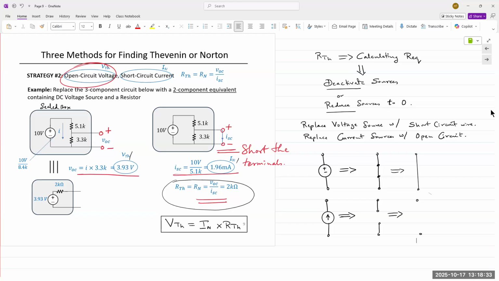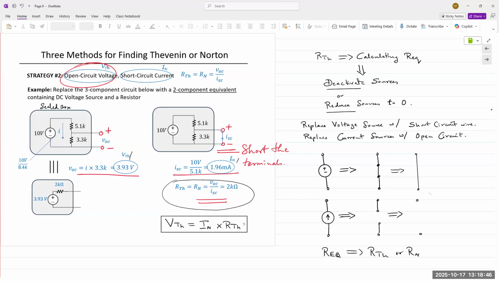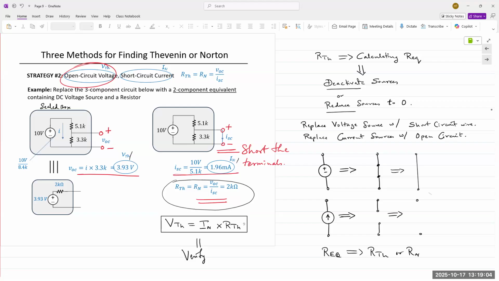And that Req is your Thevenin resistance or Norton resistance, RTH or RN. And once you have that, then you can use Ohm's law to verify, because you have independently calculated all three quantities. If one of them doesn't match, then you know which one is the problem.